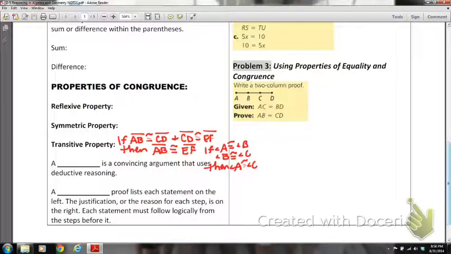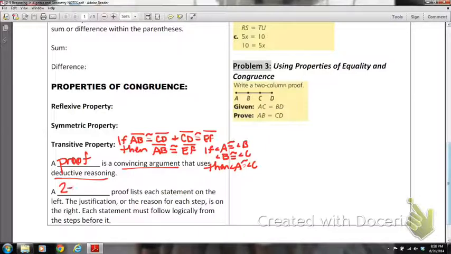Last couple of definitions that we have. The first one is a proof. A proof is a convincing argument that uses deductive reasoning. And we will be using proofs in the next lesson to prove that angles are congruent. But first, in this lesson, we're going to be just reviewing algebra and applying the principles here to make it easier to get into that.